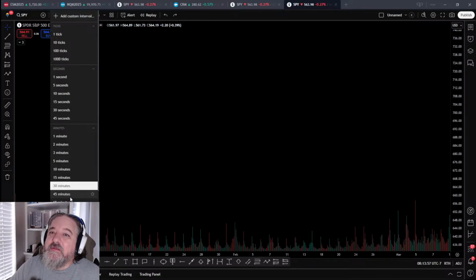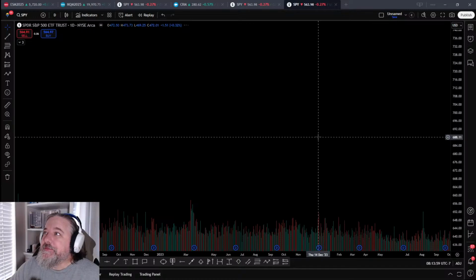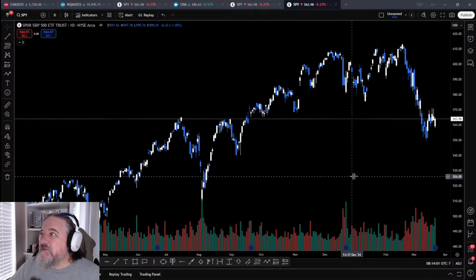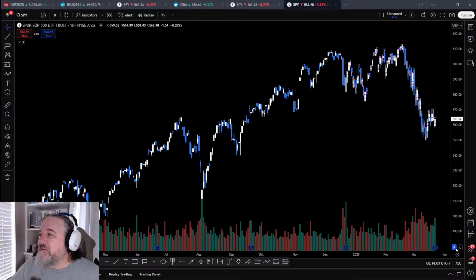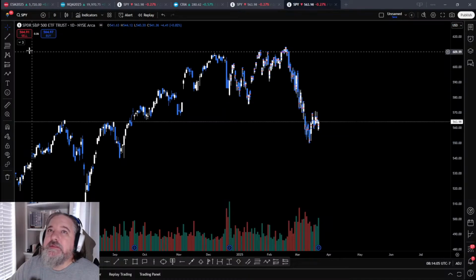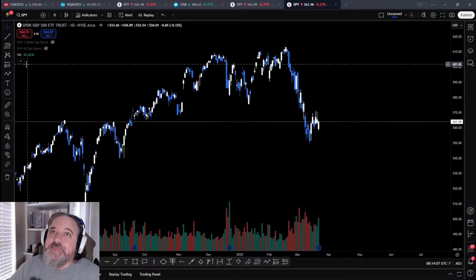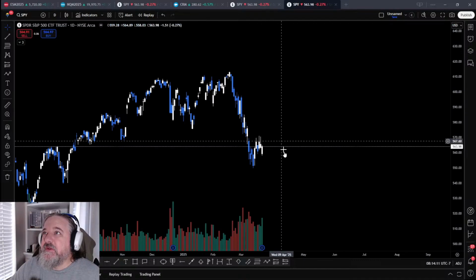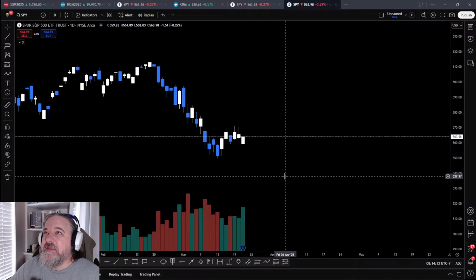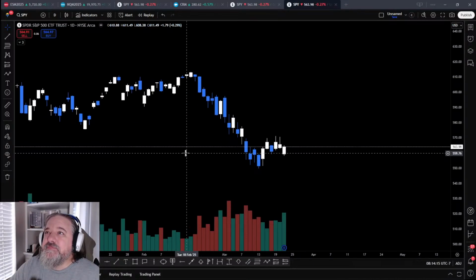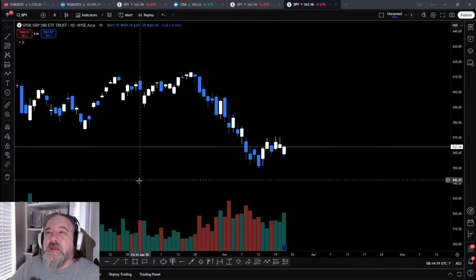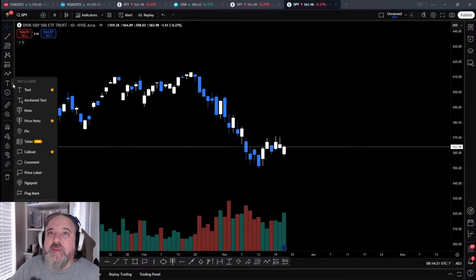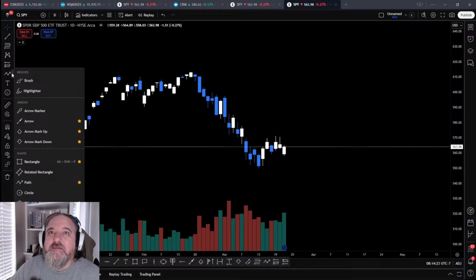We can zoom out on SPY right now. Basically, we're going to do a little bit of market structure stuff really quick. So this here is a downtrend, right? And this is a daily time frame.